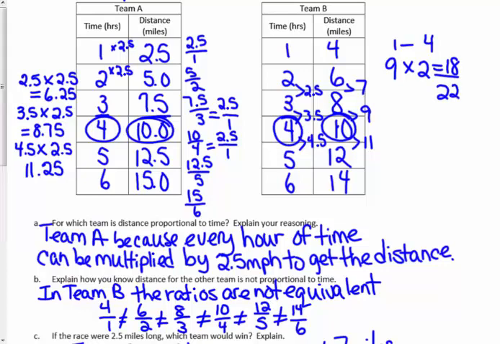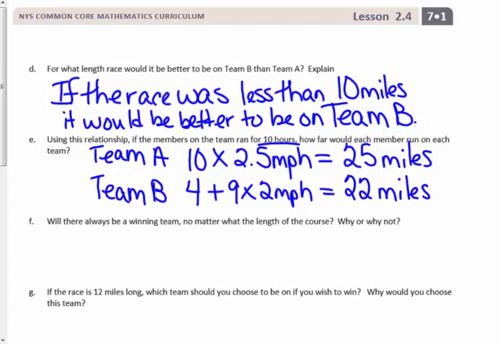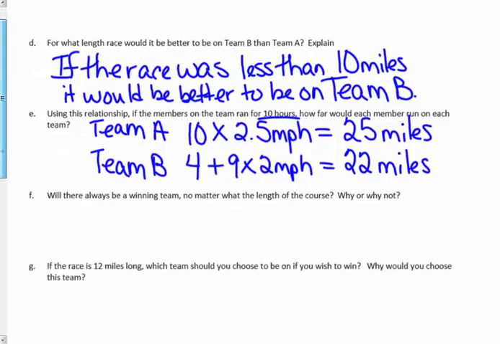So I think we could use that idea that they have 4 miles for the first hour, plus they have to add on 9 more hours times 2 miles per hour. So we got to multiply first, just like I did on the other page. 9 times 2 is 18 plus 4 would give you 22 miles. So if it's a 10-hour race, Team A runs 25 miles, Team B only runs 22 miles.